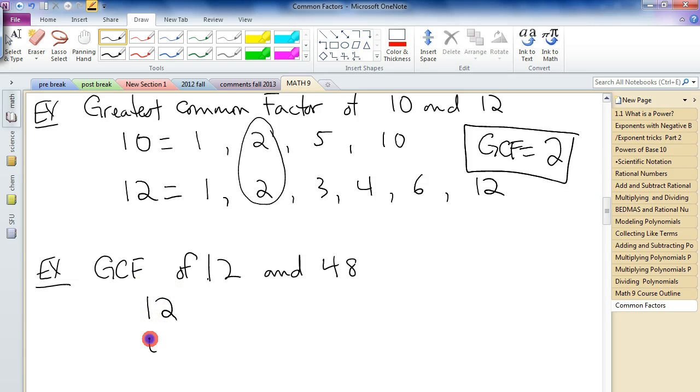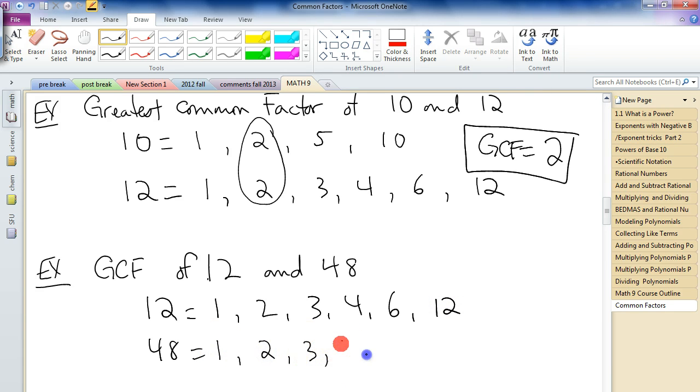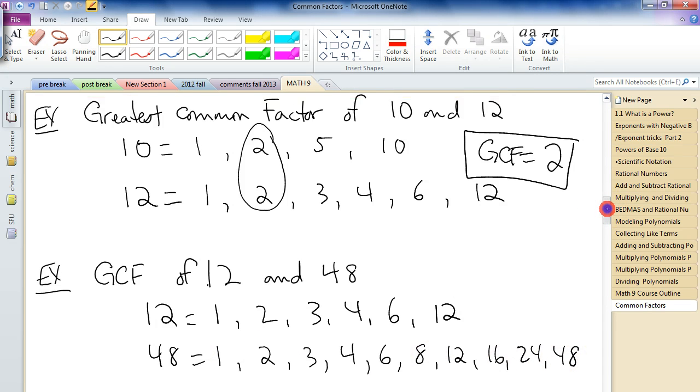12 and 48. 12, we just saw up here, has these factors: 1, 2, 3, 4, 6, 12. 48 has the factors 1, 2, 3, 4, 6, 8, 12, 16, 24, 48. Now, if you're wondering how to get those numbers, look at your times table grid or just work it out. Trust me, you'll get those numbers.